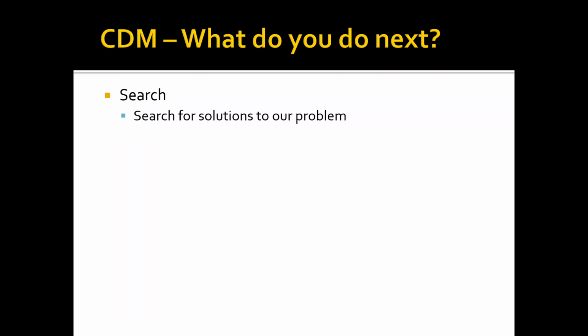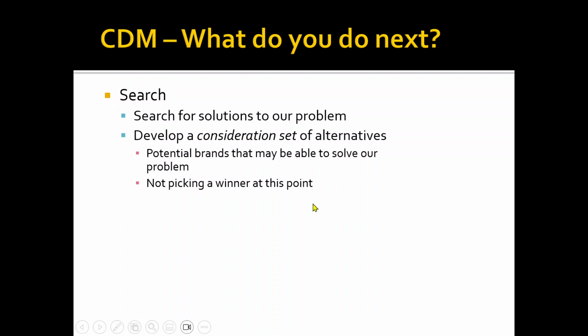Because that might include buying a Bluetooth speaker, borrowing a Bluetooth speaker, finding some other way to play music if my friend has a turntable and amplifiers and speakers, but I'm searching for solutions to the problem. And in this model, it says when I'm searching, I'm developing a consideration set. And so what does that mean? A consideration set is a set of potential brands or options that could solve the problem.